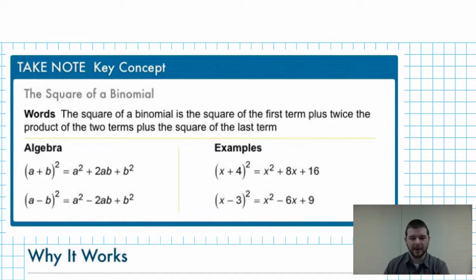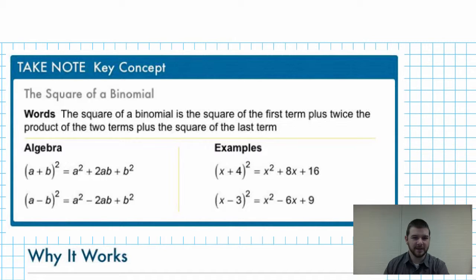That will equal a squared. Note that's the first term squared, so a squared, plus 2 times a times b. And notice that a times b is simply the product of our two terms, and we're multiplying that by 2. And finally, b squared, our last term squared, our second term squared. An example of this: (x plus 4) squared equals x squared, again first term squared, plus 8x, again 2 times x times 4, 2 times 4 is 8, 8x, plus 16, the second term squared.